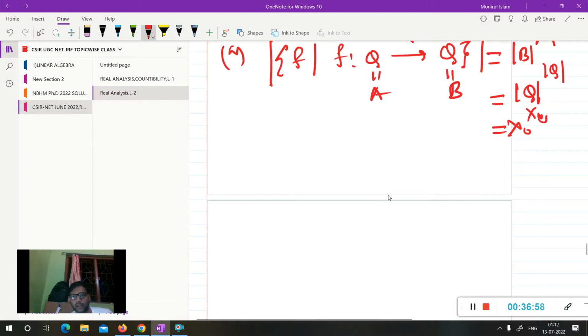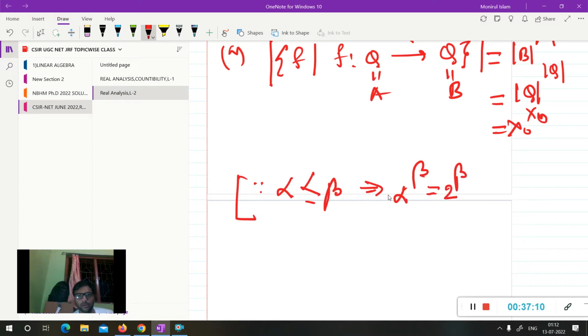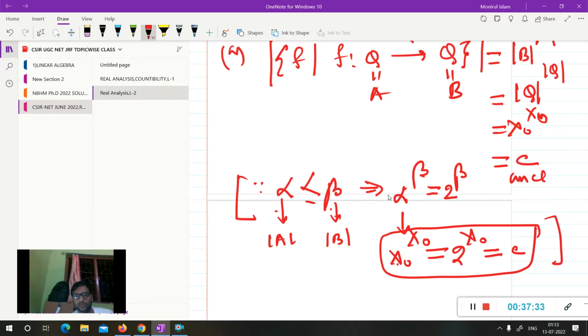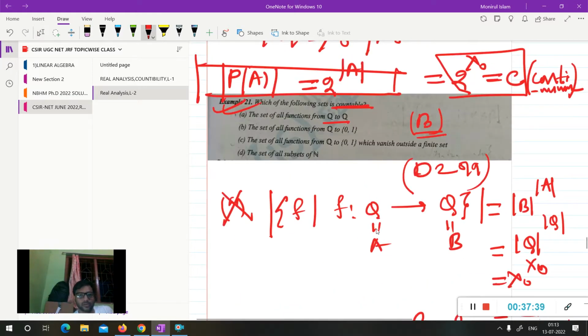There is an important formula of cardinality I am writing here. Let alpha and beta be cardinalities of sets A and B. Then this implies alpha to the power beta equals 2 to the power beta, where alpha and beta are the cardinalities of set A and set B. From this you can write alif naught to the power alif naught is equal to 2 to the alif naught. 2 to the alif naught will be continuum, we all know. So this will be C. Continuum is uncountable. Okay, so the set of all functions from Q to Q is uncountable, so not countable. So option 1 is incorrect.